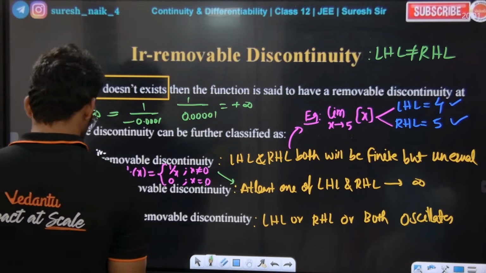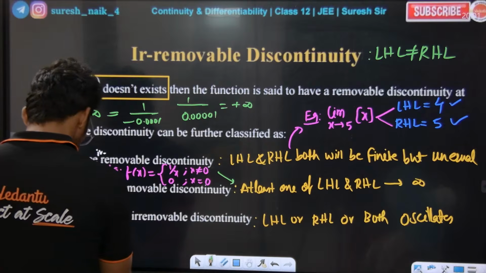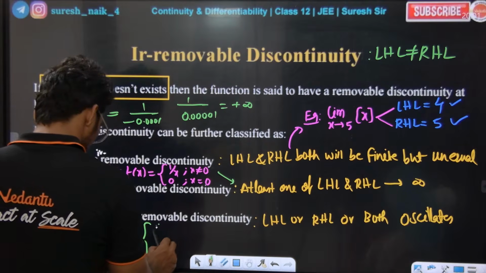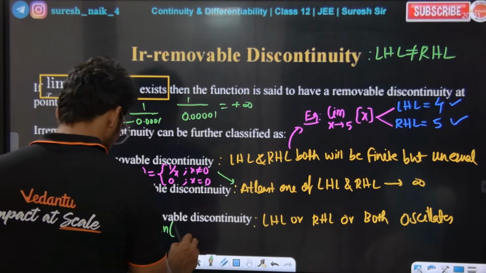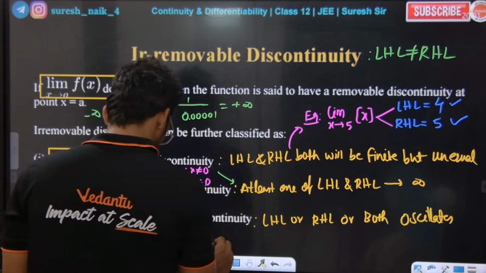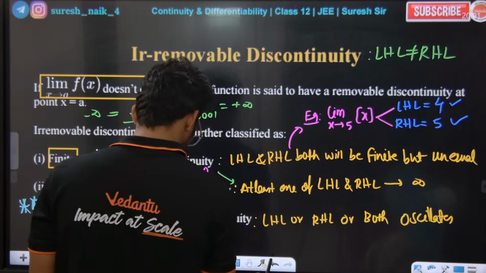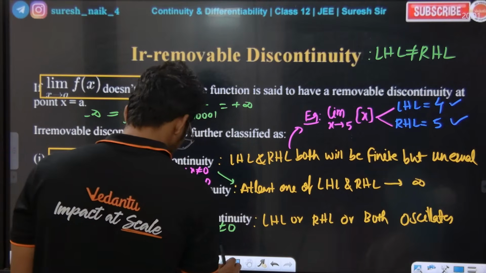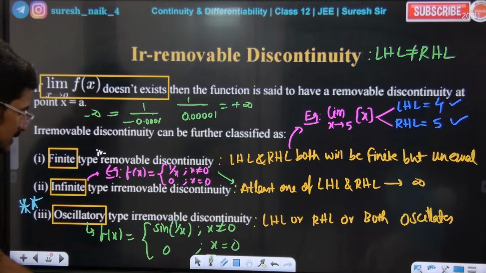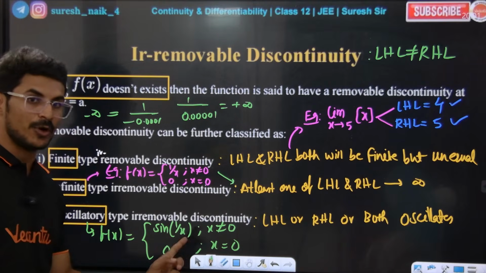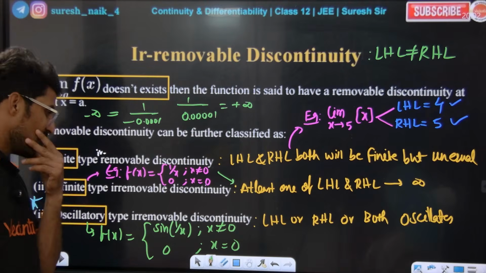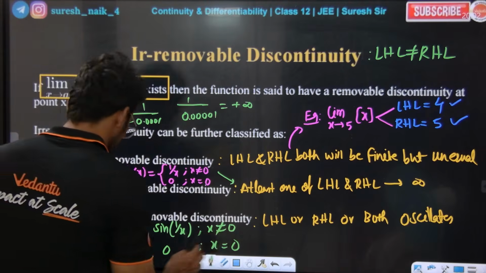I'll tell you one example for this. f(x) is equal to sine of 1 by x whenever x is not equal to 0. Whenever x is equal to 0, that function is going to be 0. Guys, this is a very famous example, very important example. Sir, I have a doubt. When x is not equal to 0, what do you mean by that? I'll explain in the next slide.